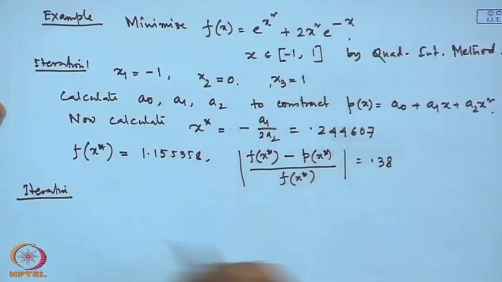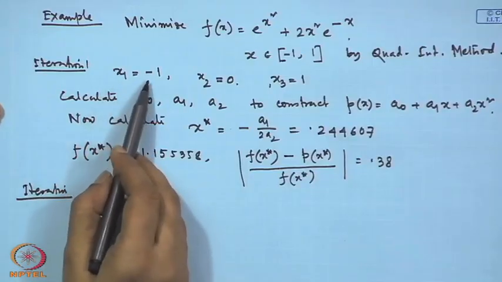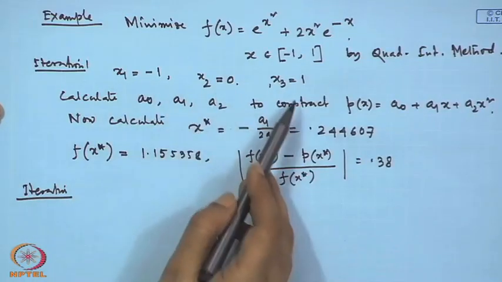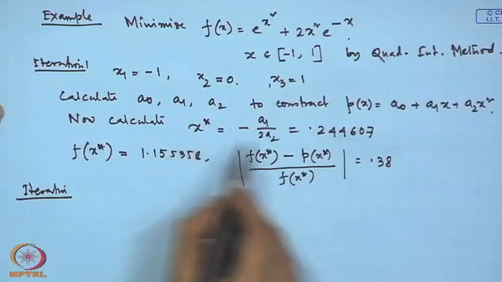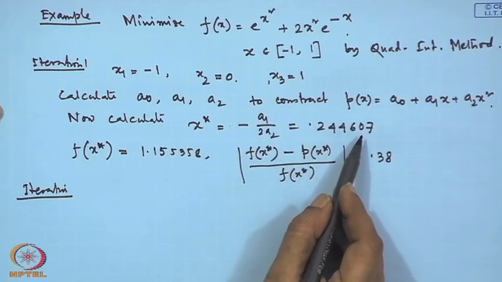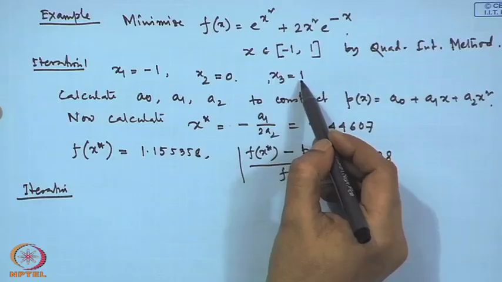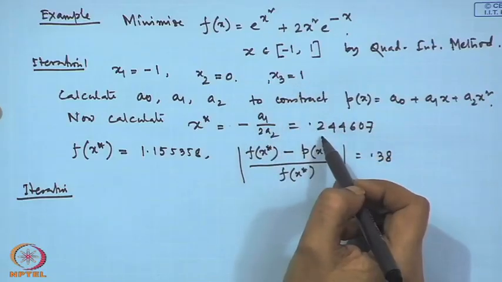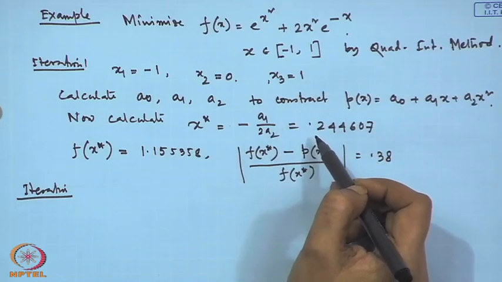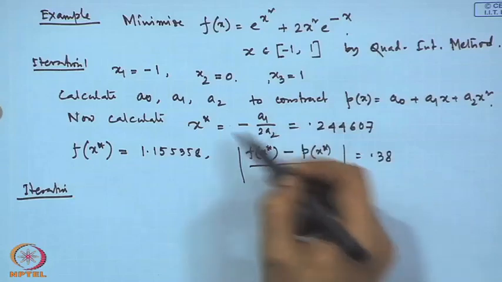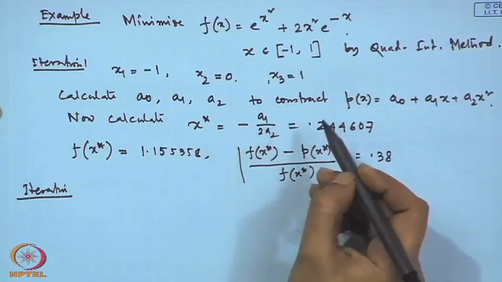As I said, the function is unimodal in the given interval. That is why we will check the functional value at -1, the functional value at 0, the functional value at 1, and also the functional value at this point x star. We see the functional value at 1 will be higher than the functional value at x star. That means the minimum cannot lie within that, and the functional value is decreasing.